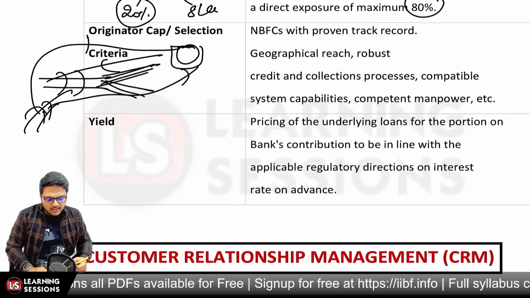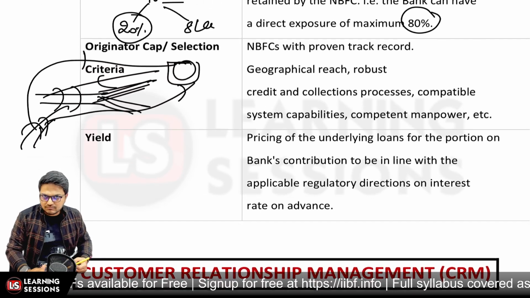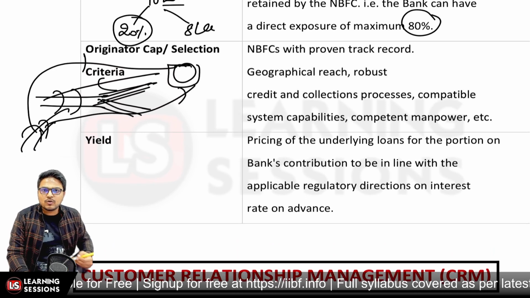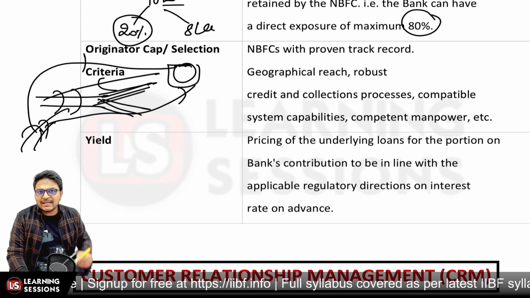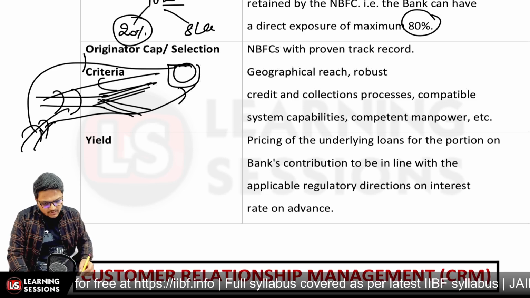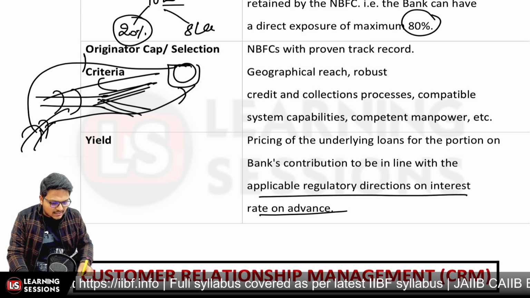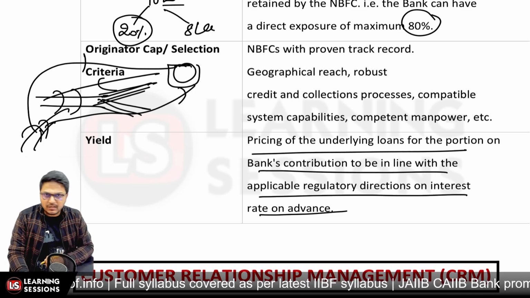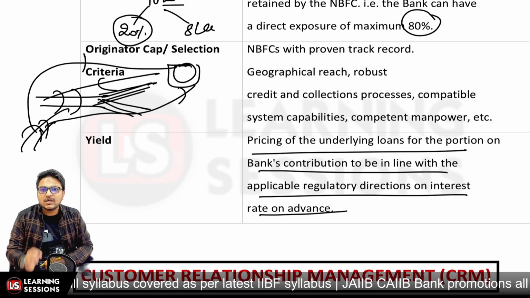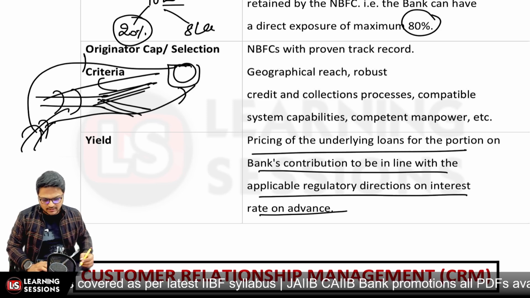So that's the case related to it. And if we talk about the yield, the pricing of the underlying loan portion of the bank's contribution has to be in line with the applicable regulatory guidelines on interest rate on advances. It's not the case that the bank can be charging heftily, because banks have to follow the directions on interest rate on advances, right?